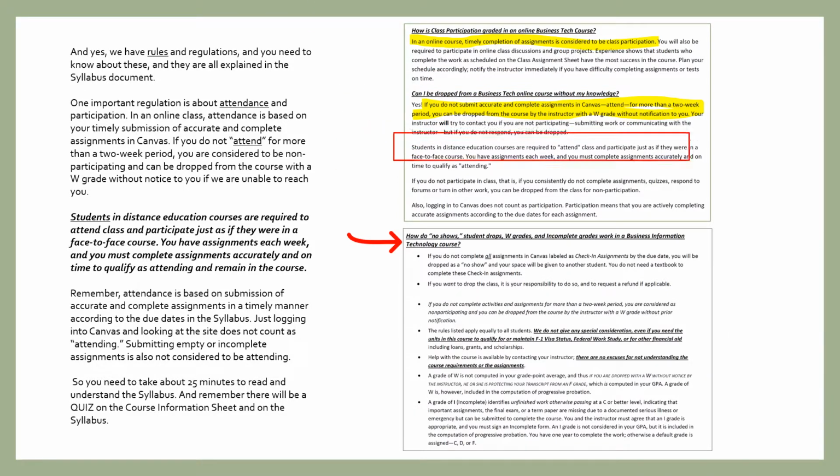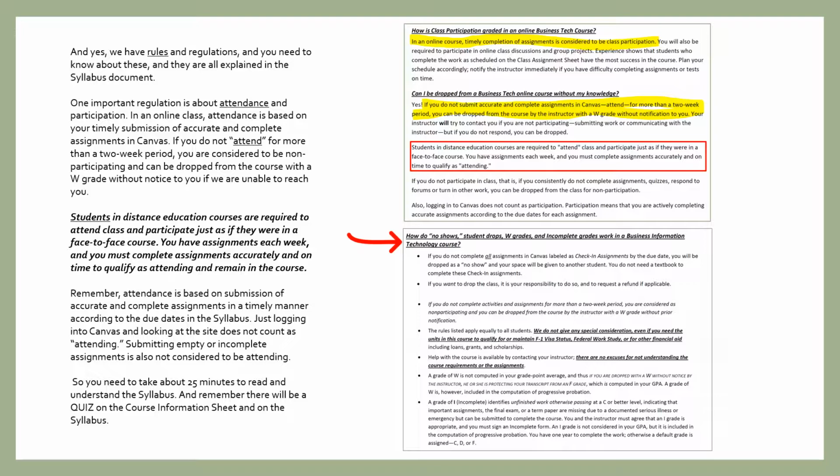Students in distance education courses are required to attend class and participate just as if they were in a face-to-face course. You have assignments each week, and you must complete assignments accurately and on time to qualify as attending and remain in the course. Remember, attendance is based on submission of accurate and complete assignments in a timely manner according to the due dates in the syllabus.